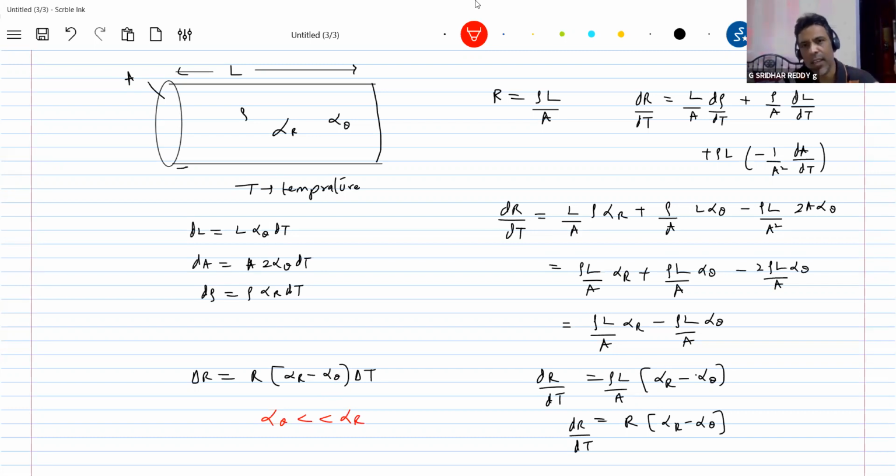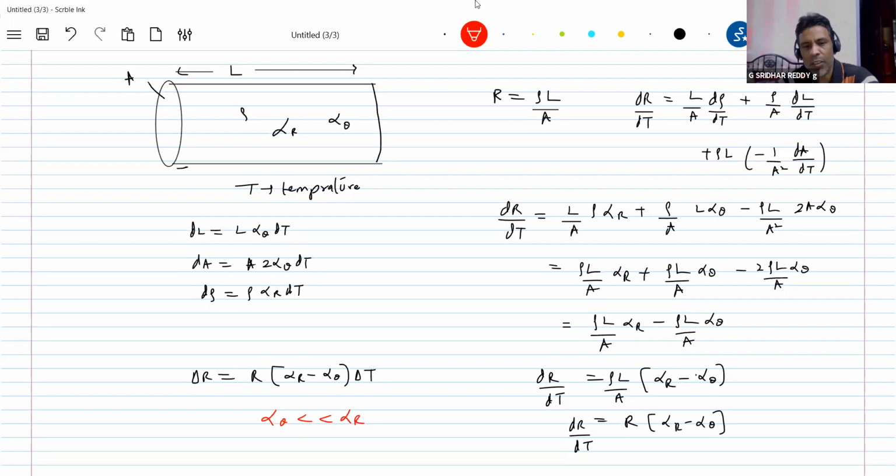Are you getting the idea now? So why didn't we bother? If you want to consider it, then bring the problem like this, and bring this equation. If you are considering even the thermal expansion of the material, this should be the formula. Without thermal expansion of the material, delta R equals R alpha R delta T.